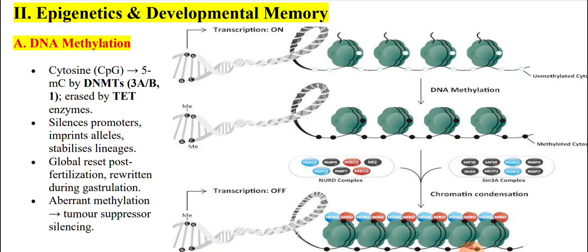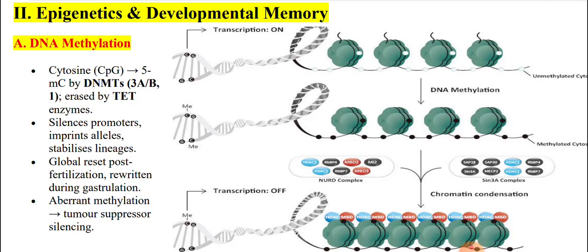Correct. And there are specific enzymes that do this. The DNMTs, DNA methyltransferases. DNMT3A and DNMT3B are the de novo methyltransferases. They establish new methylation patterns during development, writing the epigenetic code. And DNMT1. DNMT1 is the maintenance methyltransferase. When the cell divides and replicates its DNA, DNMT1 recognizes the methylation pattern on the old strand and copies it onto the newly synthesized strand. This ensures the epigenetic marks are faithfully passed down through cell divisions. So it preserves the memory.